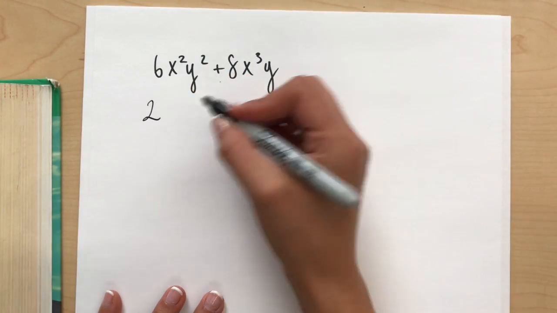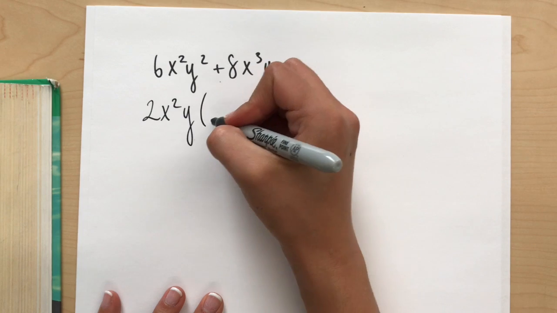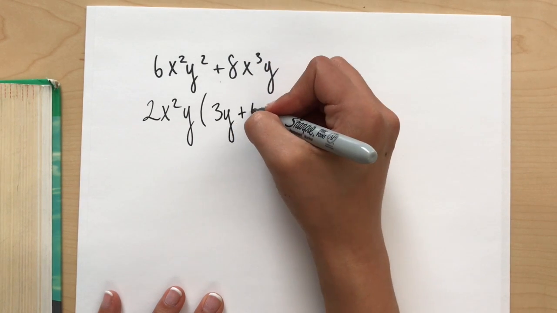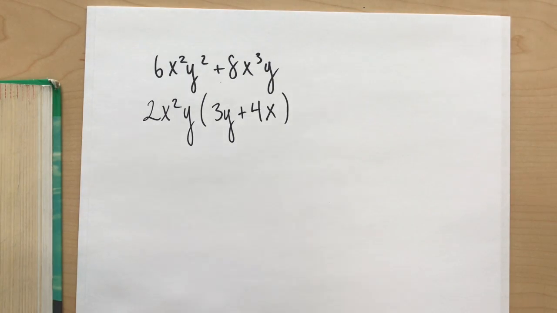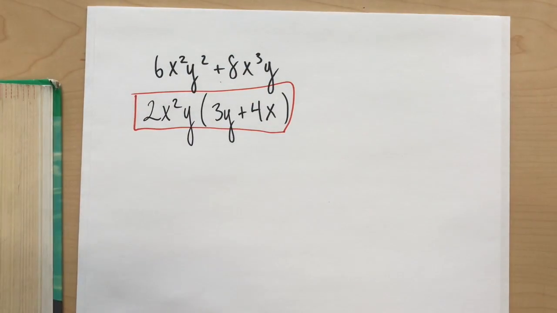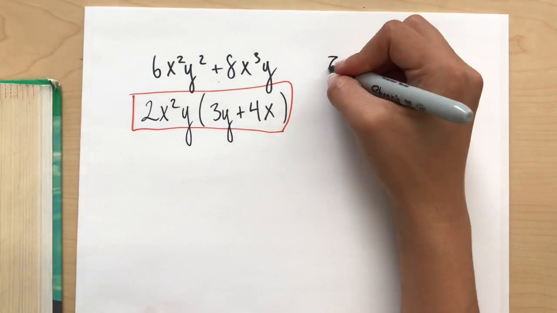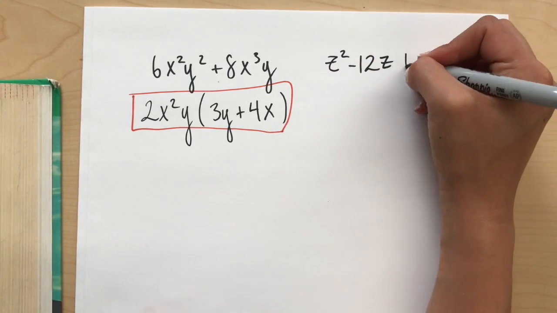Okay, an example here, 6x squared y squared plus 8x cubed y. I'm going to look for the greatest common factor, which would be 2x squared y. If I divide each term by that, I get left over 3y plus 4x.